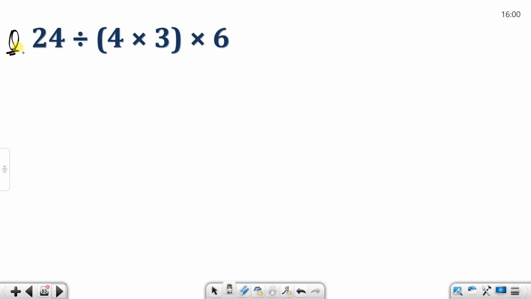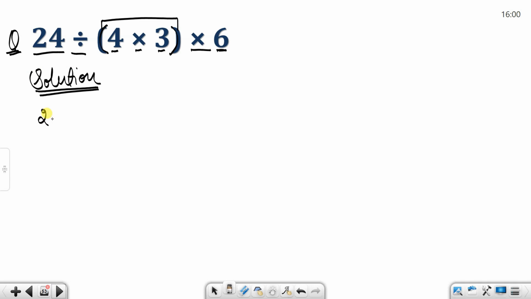The question is 24 divided by, in the brackets, 4 times 3, radical, multiplied by 6. So first, we solve the brackets. Now, the solution. 24 divided by, so let's solve it. 4 times 3 equals 12, multiplied by 6.